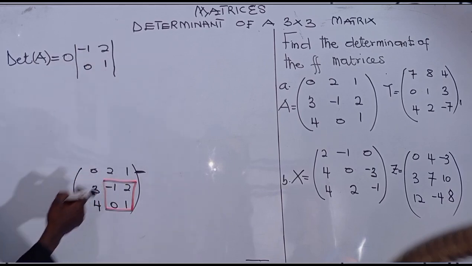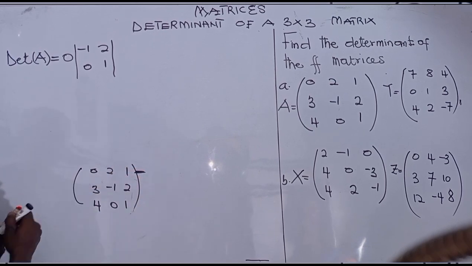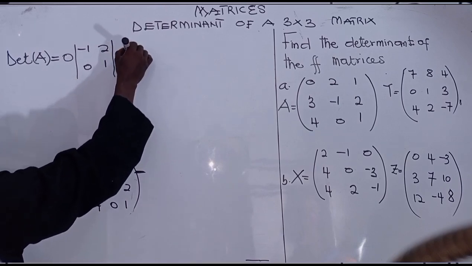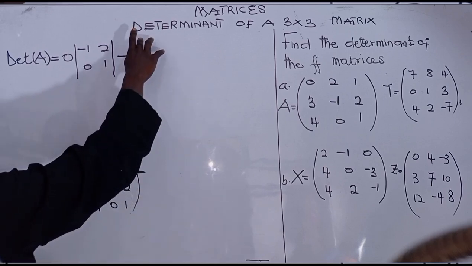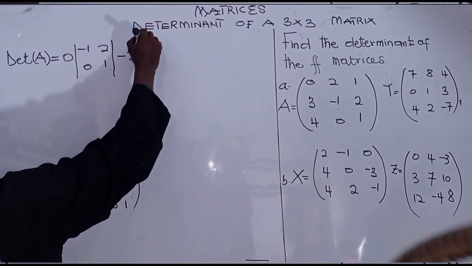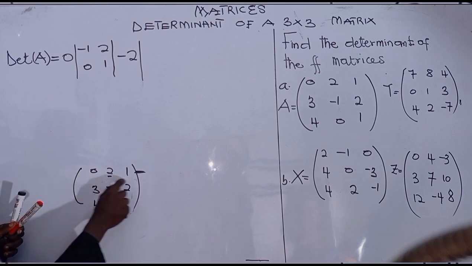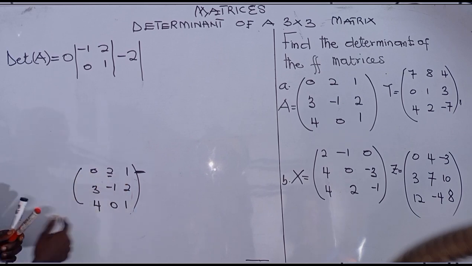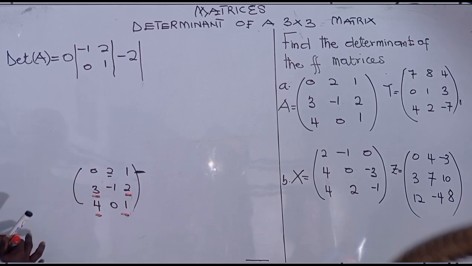Then after that, we move on to the next entry. So we have the second entry. So the second entry always takes the negative sign. Then we have, so it means we are going to collapse the first row and then the second column. So we'll be left with these entries 3, 2, 4, 1.